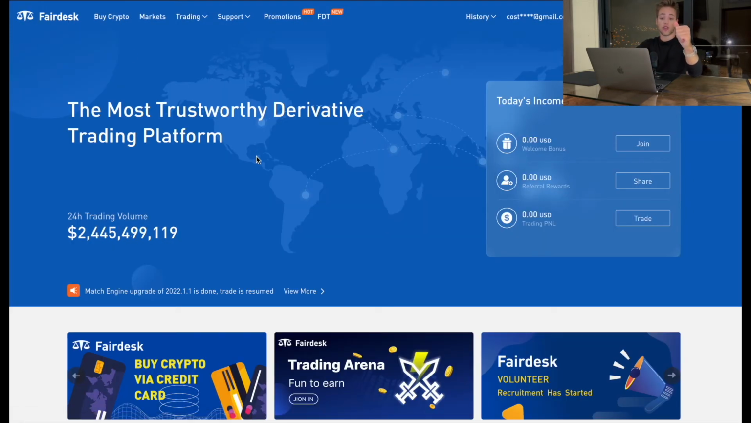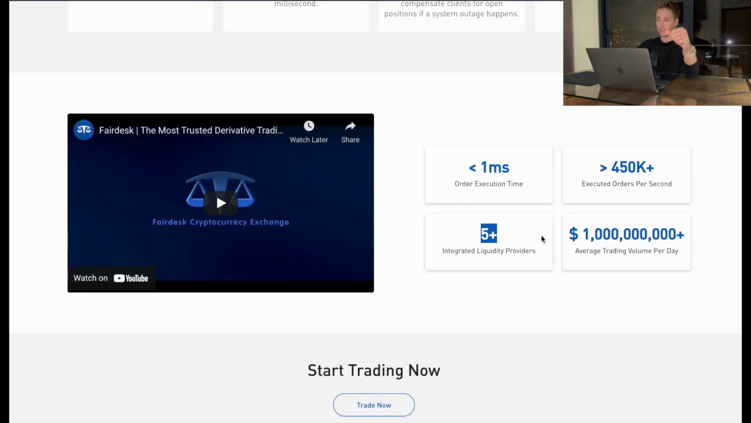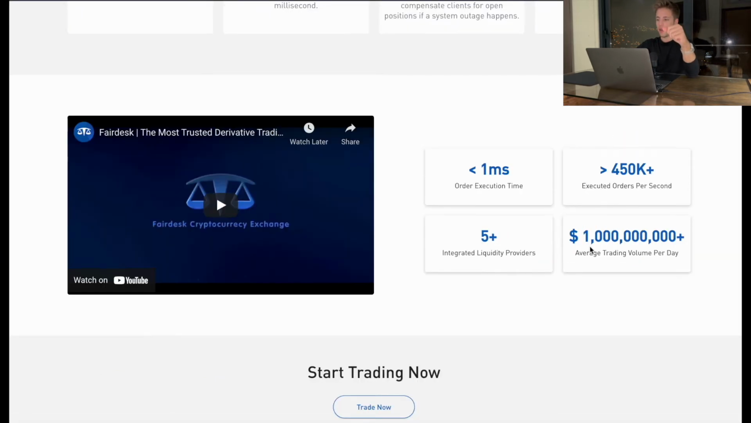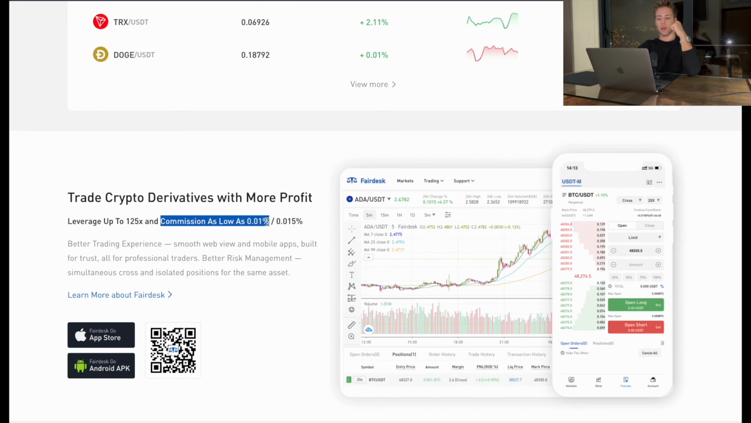So it's quite secure. They have 2.5 bill USD trading volume. So they have 5+ integrated liquidity providers. Average trading volume is over 1 bill, of course, but you gotta remember that when it comes to the leverage trading, usually these exchanges that focus on the leverage trading have higher volume, so they have their commission as low as between 0.01% and 0.015%.